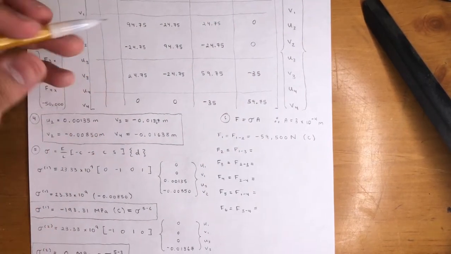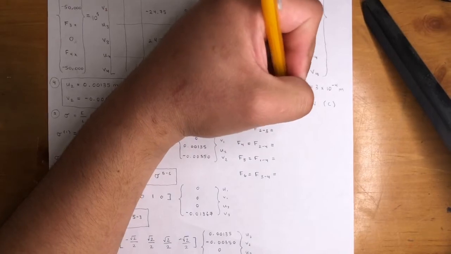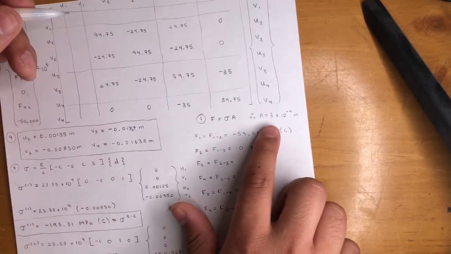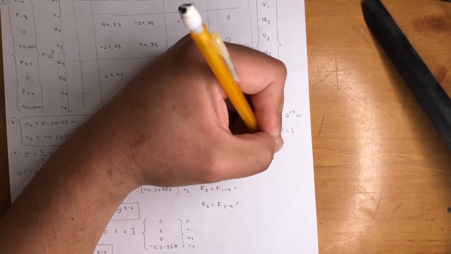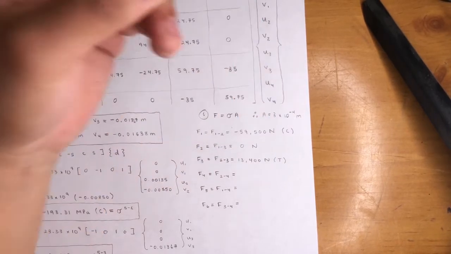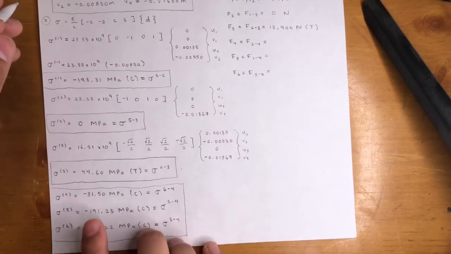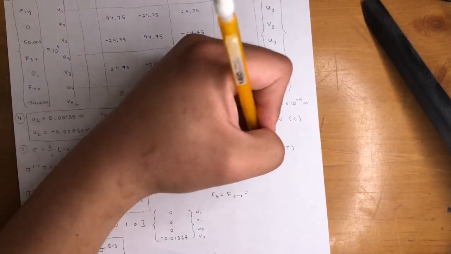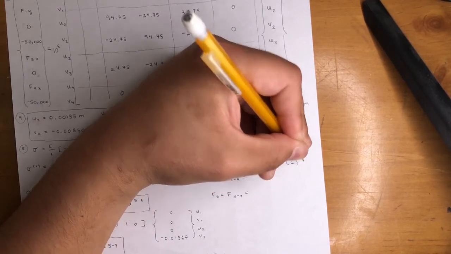All right, cool, we're back. I just went ahead and wrote this stuff down. So for the second one, it's 0 times your area. It's going to be 0 newtons. Third one is 44.6 times 10 to the 6 times your area. That's going to give you 13,400 newtons, and that is in tension. It's positive. What else? We got force 4, right? My bad. Negative 31.5 times 10 to the 6 times your area. That is going to be negative 9,500 newtons. That's in compression.